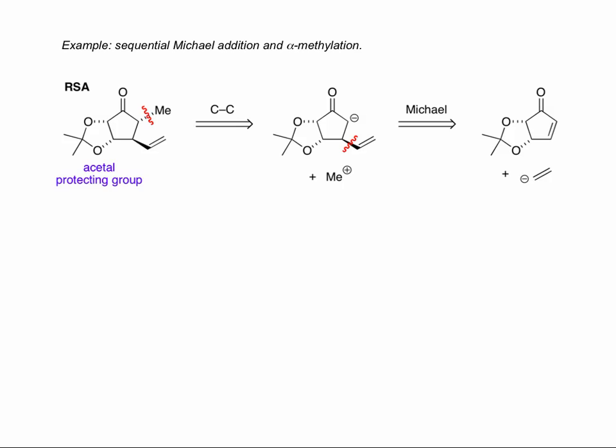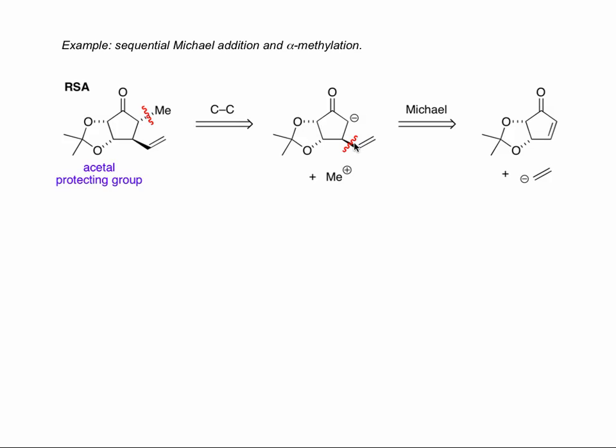Let's now look at one other example of this type, where we're now looking at sequential Michael addition and alpha methylation. And this is a very powerful method in synthesis because it allows the formation of 2 carbon-carbon bonds. In this particular starting material, where we have an acetyl protecting group, we're going to first disconnect the carbon-carbon bond. We're going to put a minus on the carbon atom next to the carbonyl and a plus on the methyl group.